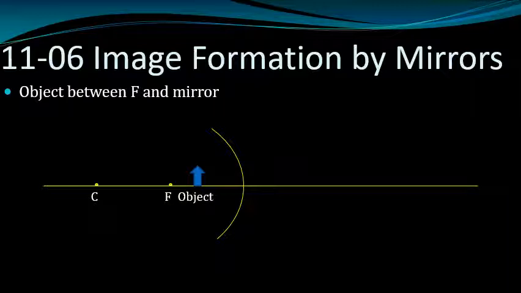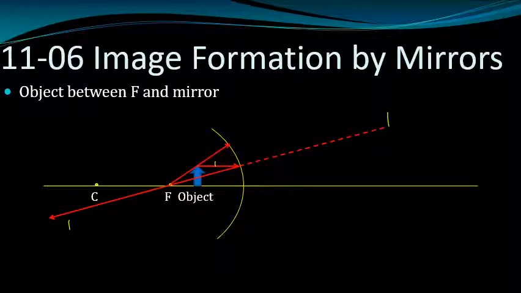First ray hits my mirror and reflects through F. Ray 2 goes through F. Well, for that to happen, it needs to line up with F. So this is ray 2. And it reflects parallel. So that's there. Notice they're diverging, so I've traced them backwards.